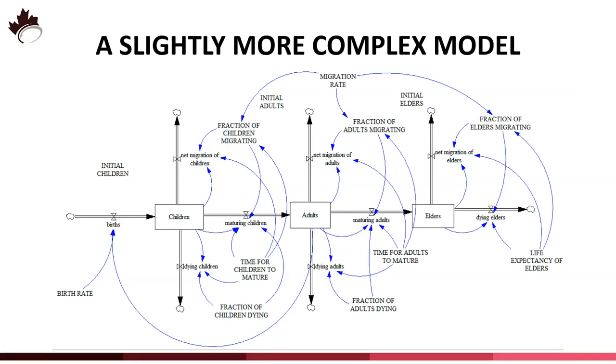It's got the same basic features as the original population model, but now it's got children as a stock, adults as a stock, and elders as a stock. And you can see there are many different arrows that are crossing, which is difficult to read, but basically it's the same model.